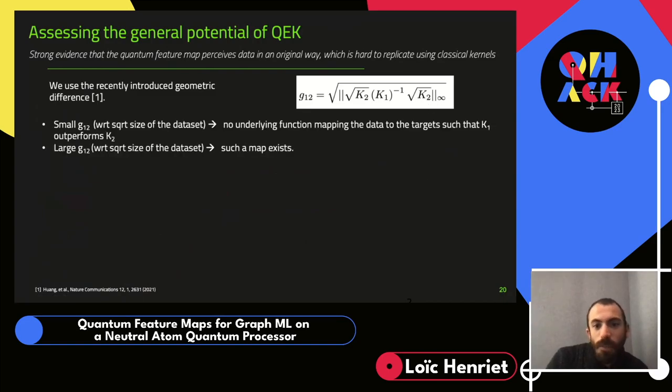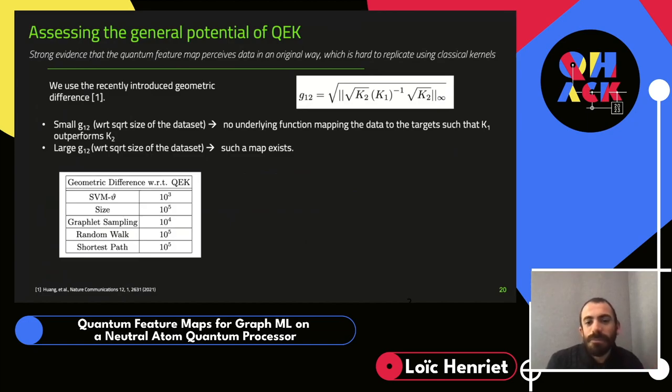And if the geometric difference is small, it means that there is no target assignment for which the quantum procedure outperforms the classical kernel. So a small geometric difference means that on this data set, there is no way for a quantum kernel to outperform the classical one, whatever the labels of the data. On the other hand, a high geometric difference guarantees that there exists a function mapping the data points into targets for which the quantum model will outperform the classical one. So estimating the geometric difference is some kind of a check that encoding the data into the feature space could not be replicated by a classical model.